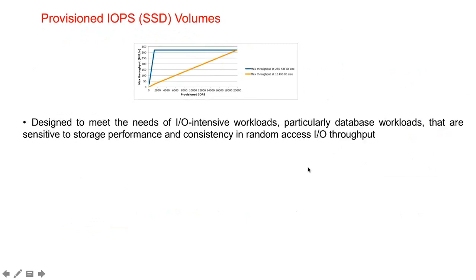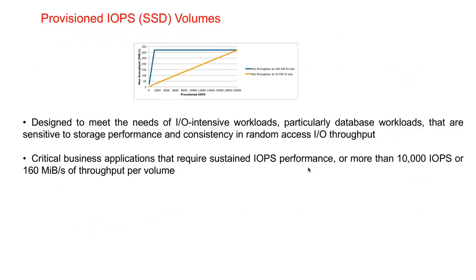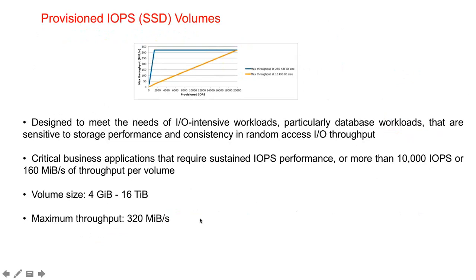So the Provisioned IOPS is designed to meet the needs of IO-intensive workloads, particularly database workloads that are sensitive to storage performance and consistency in random access IO throughput. It is critical for business applications that require sustained IOPS performance of more than 10,000 IOPS or more than 160 MB per second of throughput per volume. The volume size scales between 4 GB to 16 TB. The maximum throughput you get is 320 MB per second.